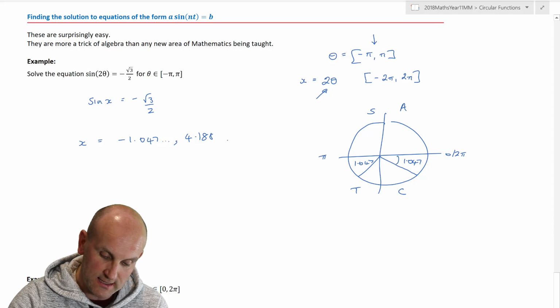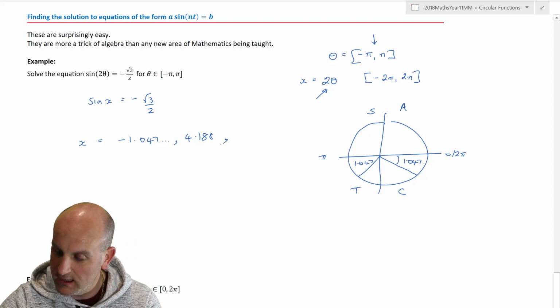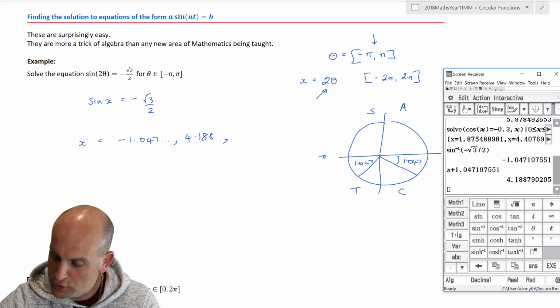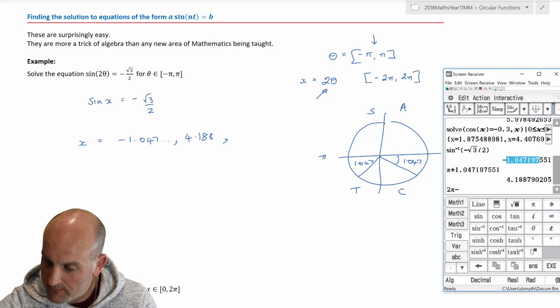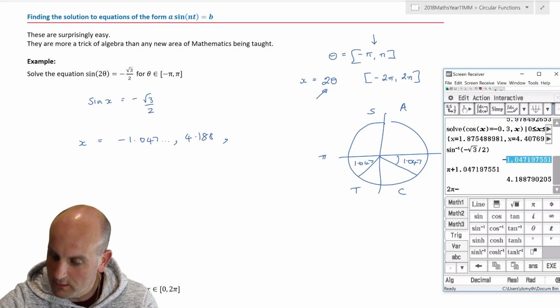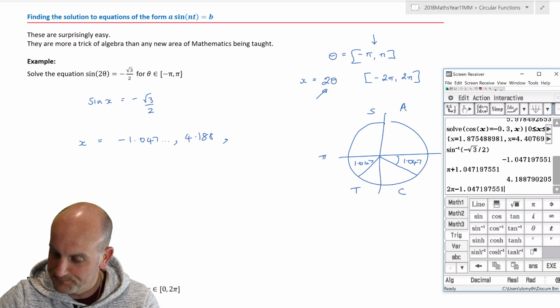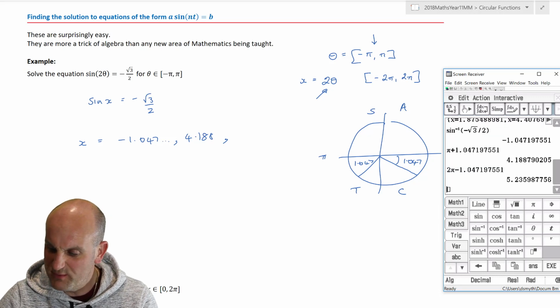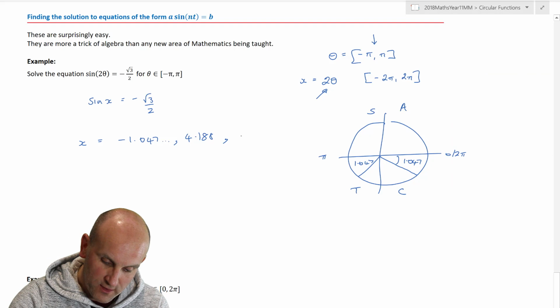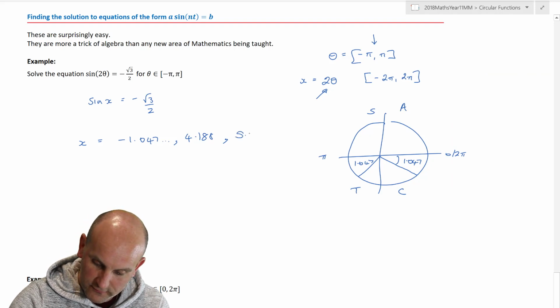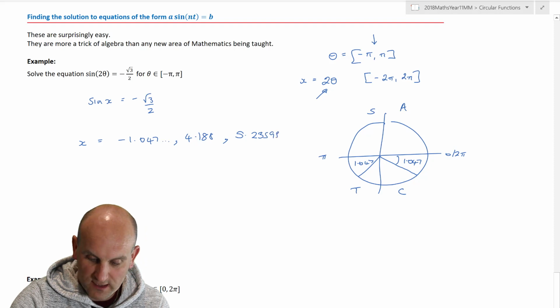So I'm going to do a comma here and a comma here. Hello, Mr. Calculator, can you do 2 pi minus the value we had? Thank you very much. Again, copying it down. My copy and paste is not working. That one does not want to copy. It gives me 5.24, so 5.23598, and so on.